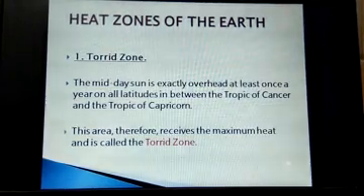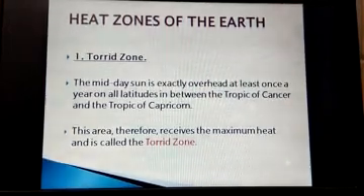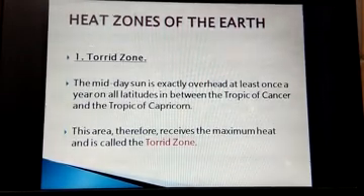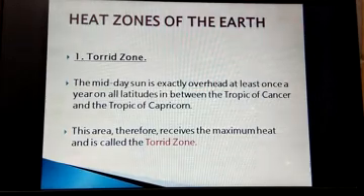Heat zones. This is the last topic of your chapter, heat zones. What do you mean by heat? What is a zone of the earth? Heat means you are feeling very hot. And where is heat coming from, which source? The Sun is the only source on the earth which gives us natural heat and light.